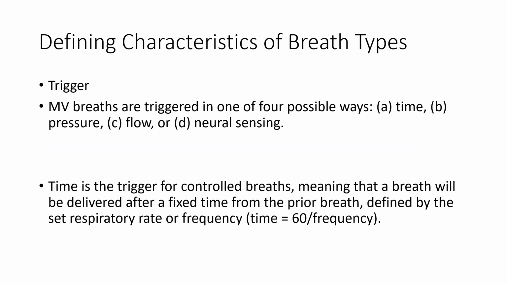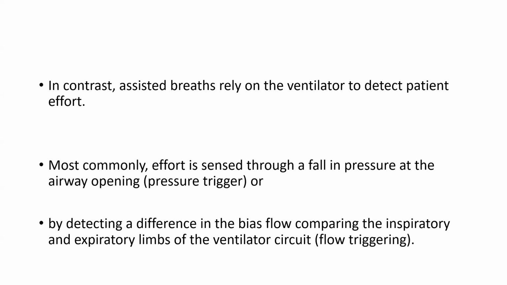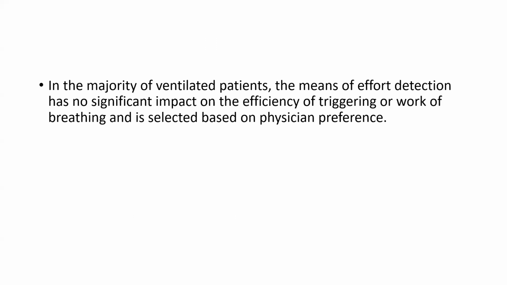Regarding the trigger, mechanical ventilation breaths are triggered in four possible ways: time, pressure, flow, and neural sensing. Time is the trigger for controlled breaths, meaning that the breath will be delivered after a fixed time from the prior breath, defined by the set respiratory rate or frequency. In contrast, assisted breaths rely on the ventilator to detect the patient's effort. Most commonly, the effort is sensed through a fall in pressure at the airway opening or by detecting a difference in bias flow, comparing the inspiratory and expiratory limbs of the ventilatory circuit, that is flow triggering.